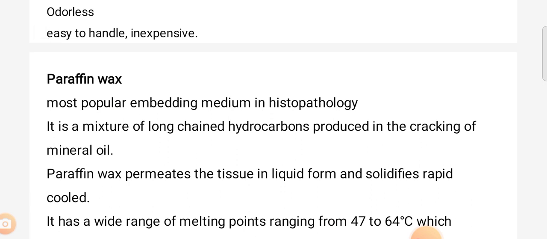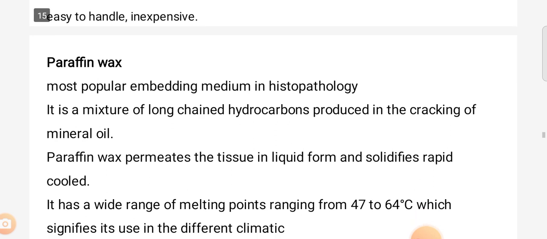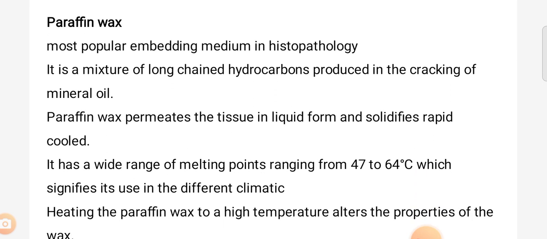Next one, paraffin wax. The most popular embedding medium in histopathology. It is a mixture of long chain hydrocarbons produced by the cracking of mineral oils. Paraffin wax permeates the tissue in a liquid form and solidifies on rapid cooling.